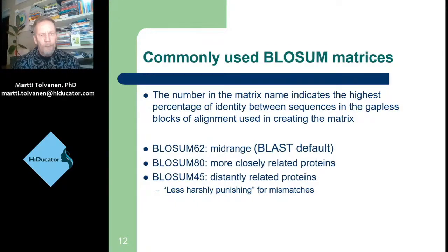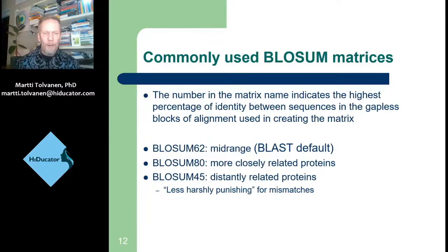And now the number in BLOSUM62 indicates that it has been derived from a set of gapless blocks of alignment in which no sequences have been more than 62% identical to any other. And that has been the data for creating these frequencies of substitutions.